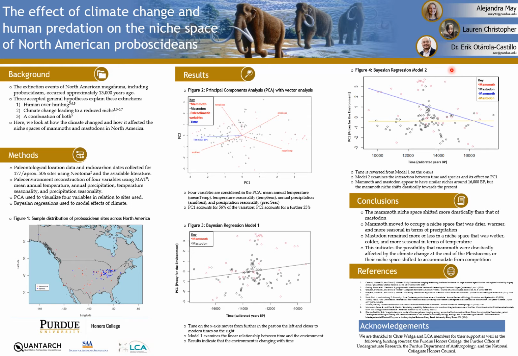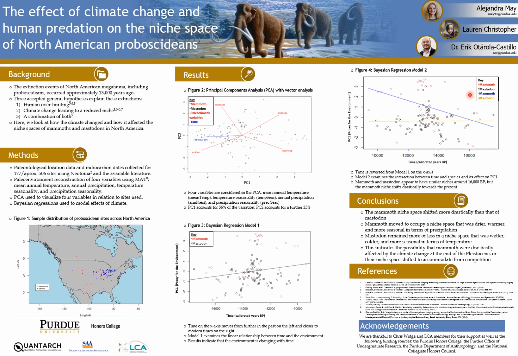We determined that time has a significant effect on the environment. The plot shows this linear relationship. Note that time is reversed on the x-axis, meaning that as we move to the right on the x-axis, we move closer to the present. This model indicates that the environment is changing with time, and specifically that the composition of the proboscidean community is affected by this shift.